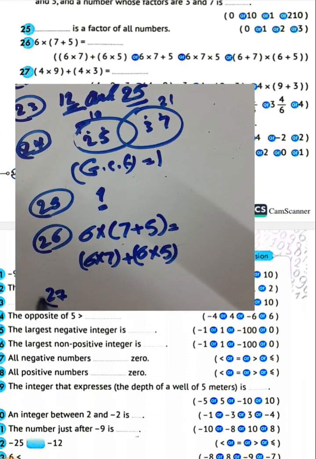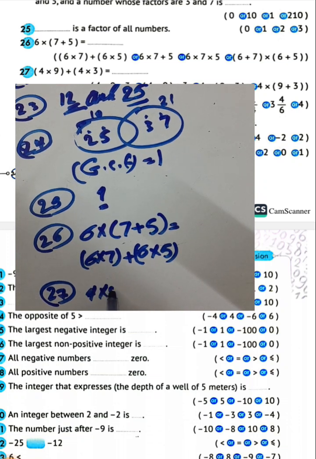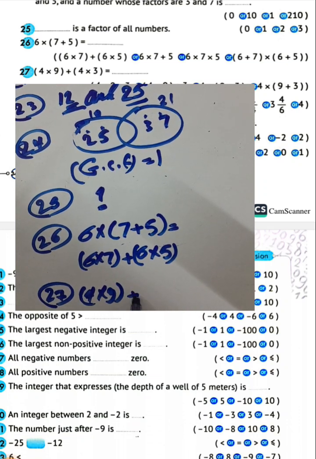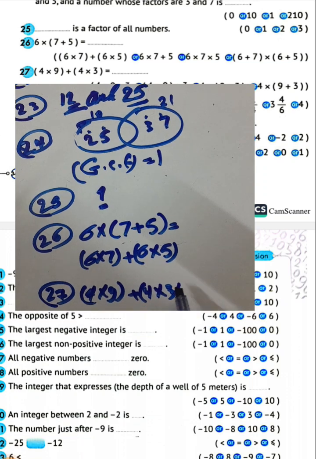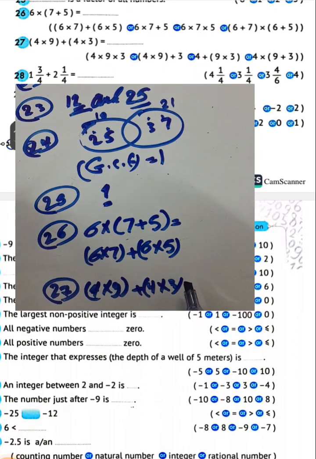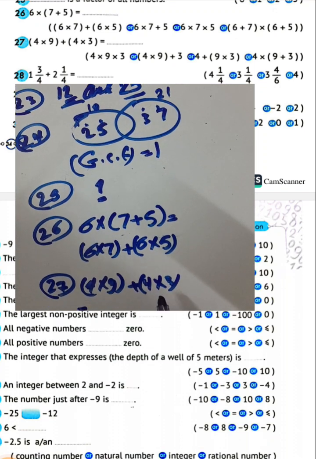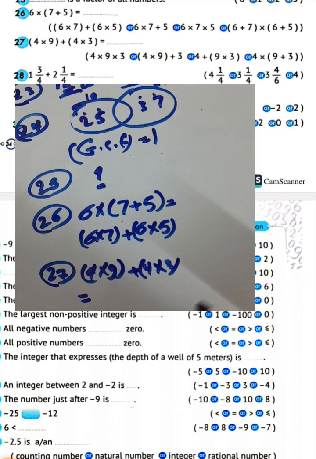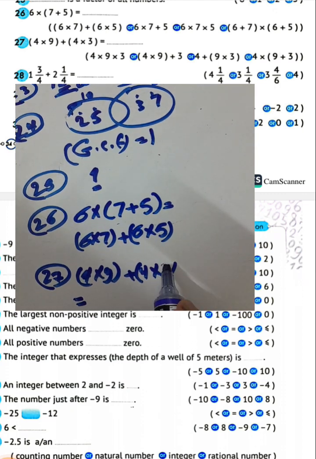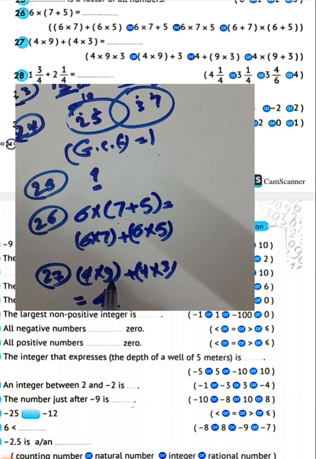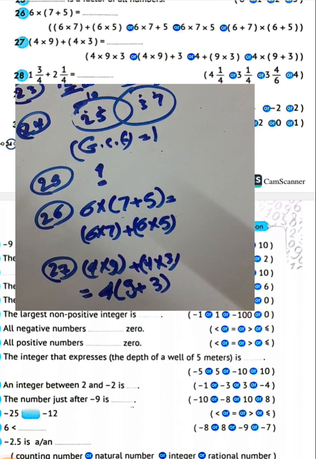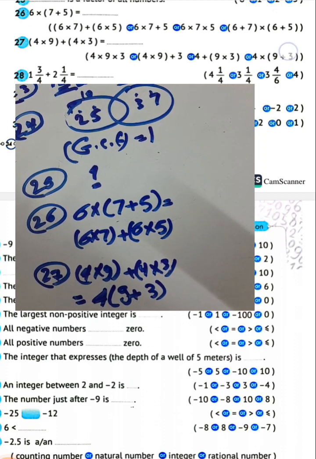And the next question, 27, 4 times 9 plus 4 multiplied by 3. You want to find what here? You want to find the number in the other expression by writing the highest common factor between the two numbers outside. We have 4 repeated here, write 4 outside, and the remainder here is 9, and the remainder from the next parenthesis here equals 3. Okay, 4 multiplied by 9 plus 3. So choose the last one here.